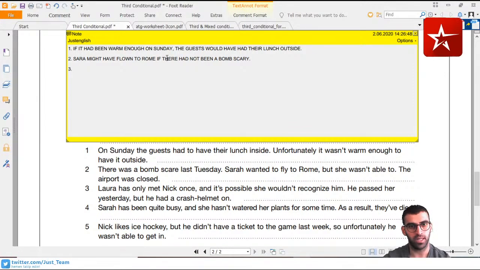He passed her yesterday, and he had a crash helmet on. So how can we change this sentence? That is a really interesting sentence to change to third conditional. Lara has only met Nick once, like it means one time, and it is possible she wouldn't recognize him. He passed her yesterday, but he had a crash helmet on. So let's start our sentence with if.